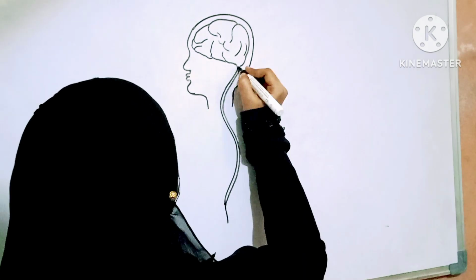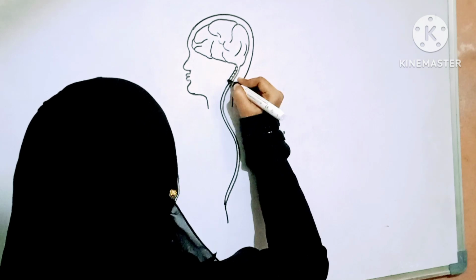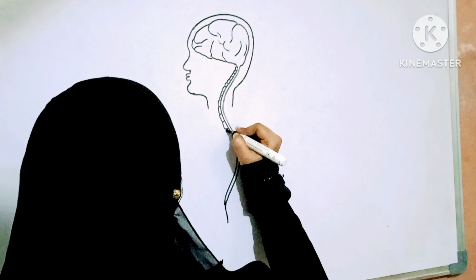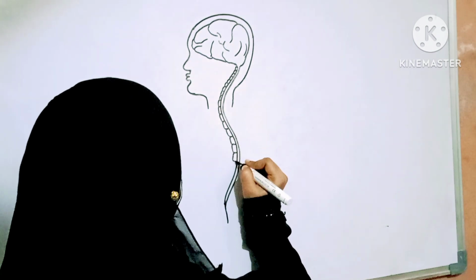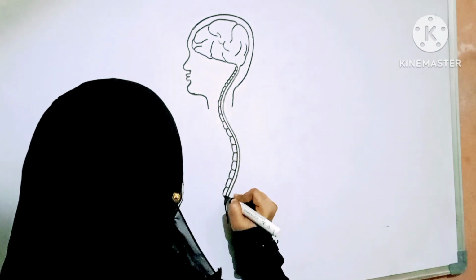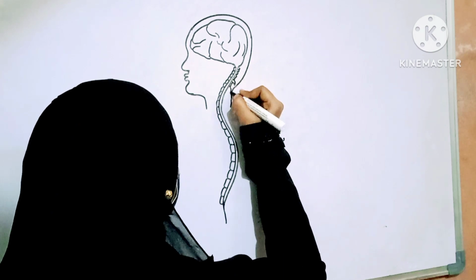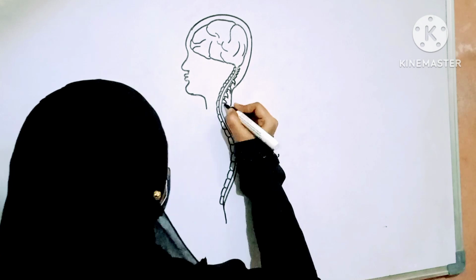The spinal cord is a very thick, long, rope-like structure of nerves, and it is also called a bundle of nerves that is enclosed in the vertebral column so that it is protected from external injuries. It is safe in the vertebral column.